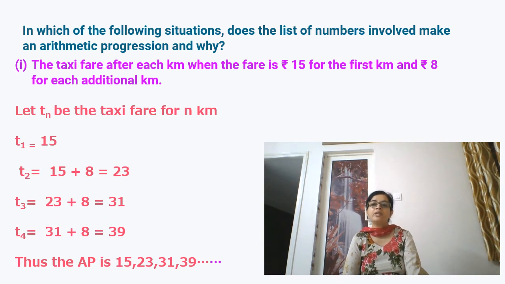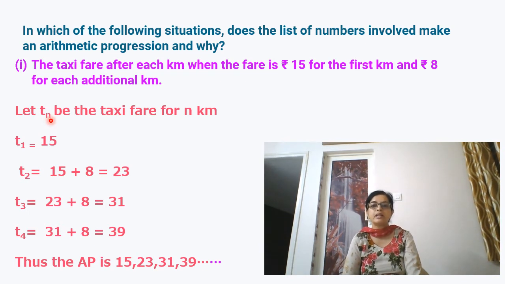Here, a day-to-day life problem is given in this example, and we are going to construct an AP using the information given in the example. So let's see what information is given in the example. The taxi fare is rupees 15 for the first kilometer and rupees 8 for each additional kilometer. Now let us construct an AP using this information.